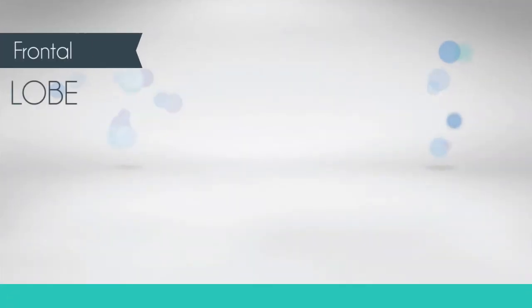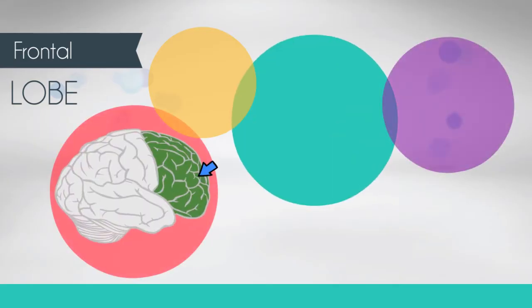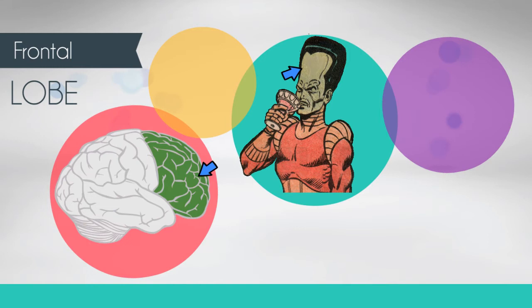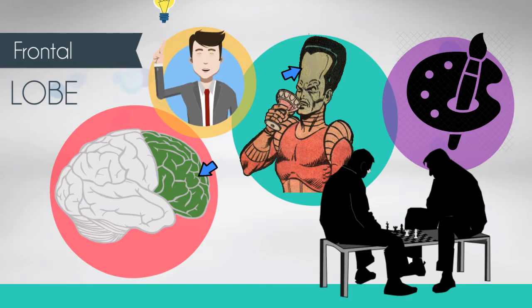The frontal lobe is located in, well, you guessed it, the front of the brain, right behind your massive forehead. It's the most recently developed part of the brain and is mostly responsible for thinking. It's where our abstractions come from, but it also enables us to plan and strategize.